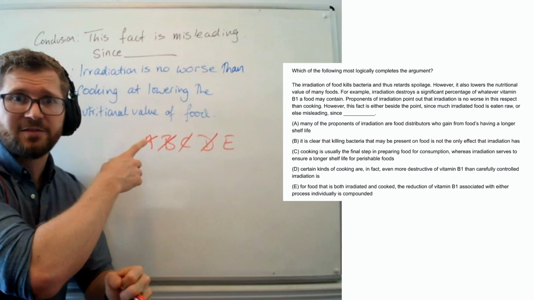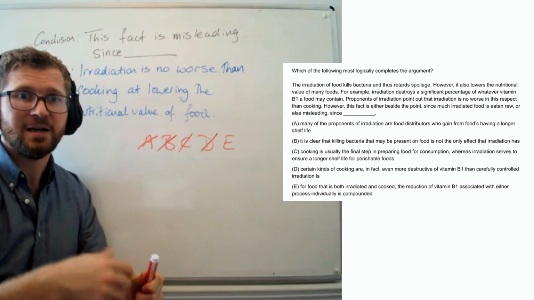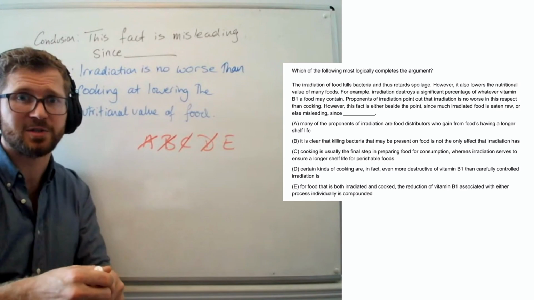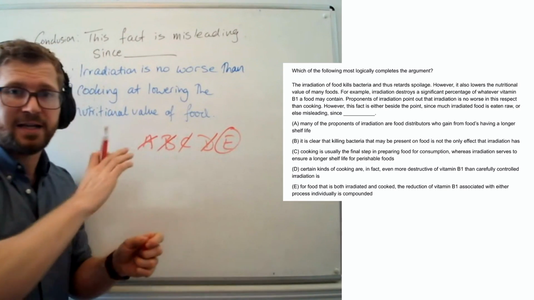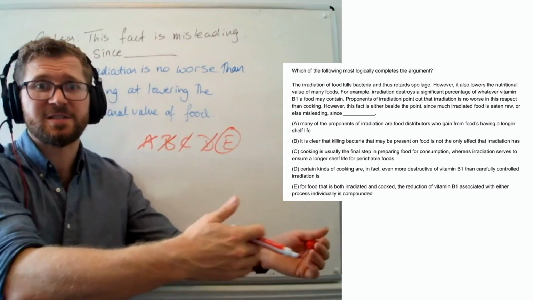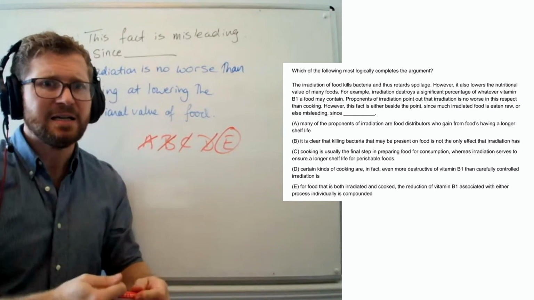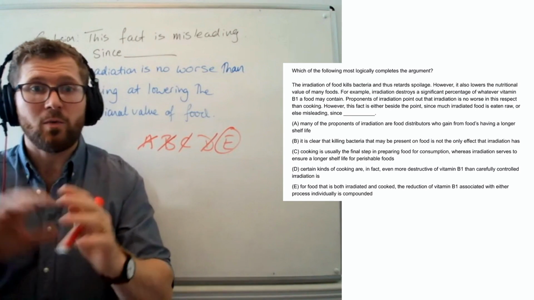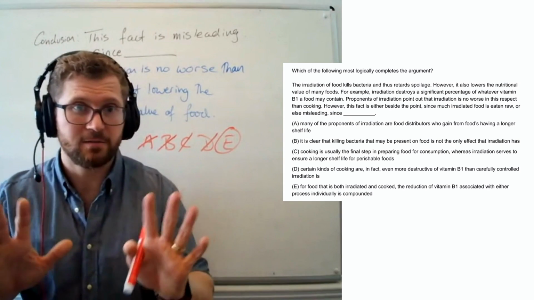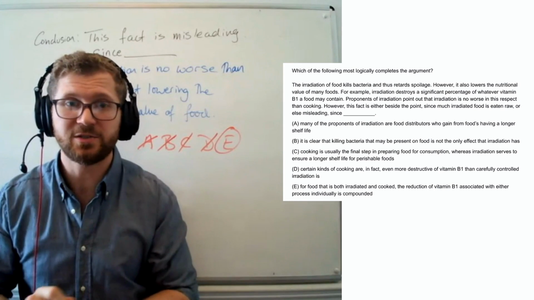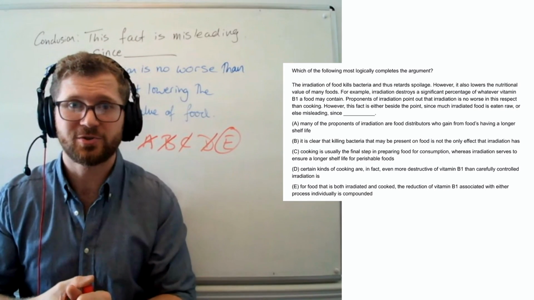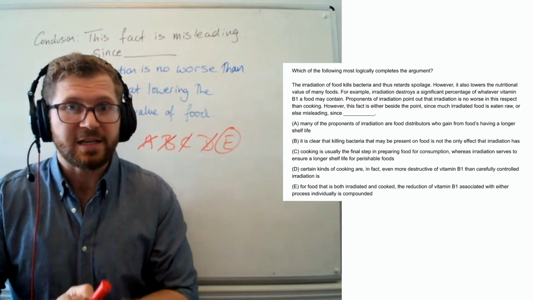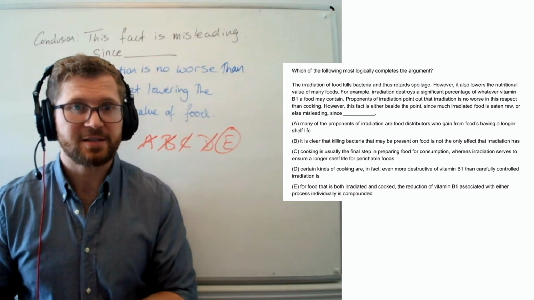And E comes along and gives us some evidence for why this fact is misleading, because cooking will compound the lowering of the nutritional value of the food that irradiation would start. So A, B, and C I got rid of because they didn't give us anything about why this fact is misleading. D actually said the fact wasn't misleading, so D was doing the complete opposite of what we wanted. And E, while it might not be 100% perfect, there's a rare GMAT answer choice that's totally perfect and does everything you might want it to do, but E most logically completes this argument and gives us the answer we're looking for.